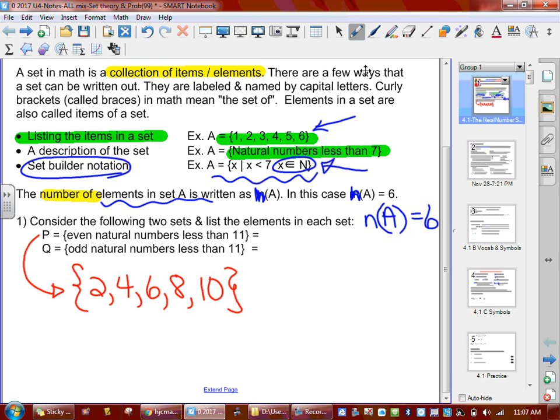Would it be okay if you switch 10 and 6? It does matter. It's in ascending order, smallest to biggest. Okay. Odd natural numbers less than 11.